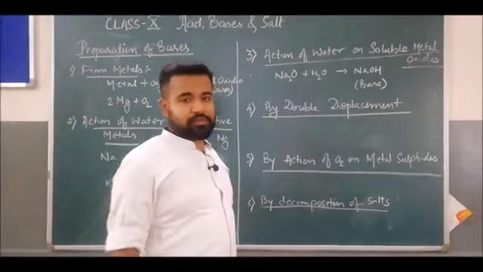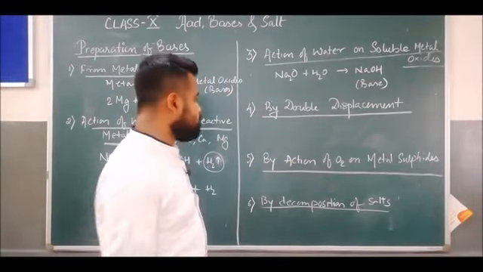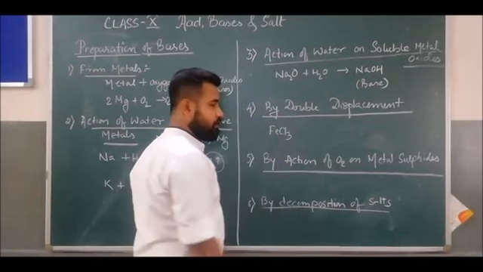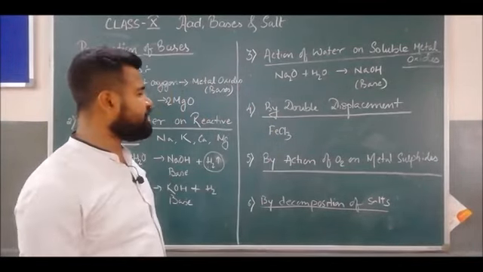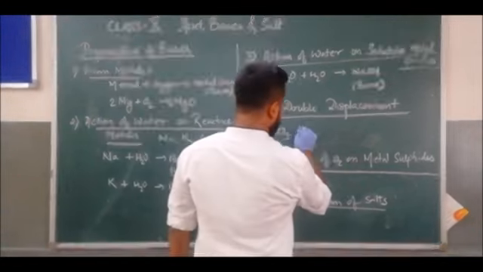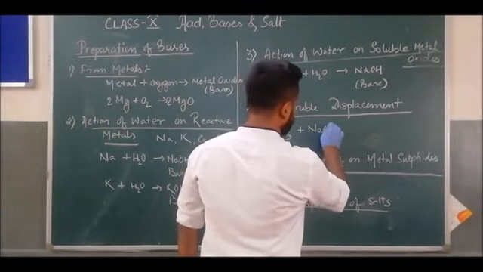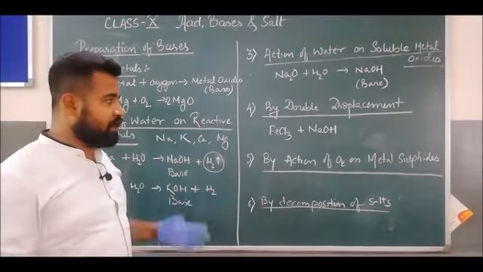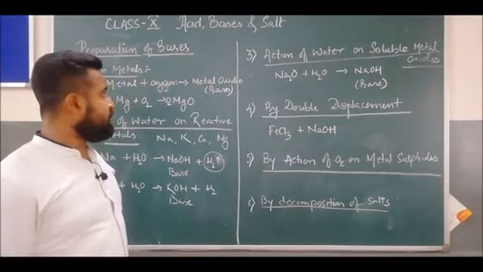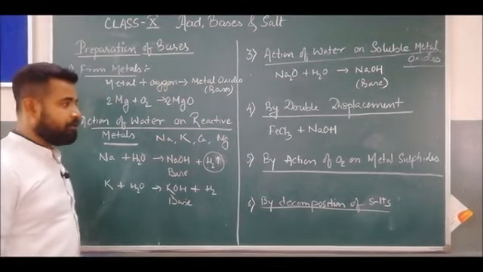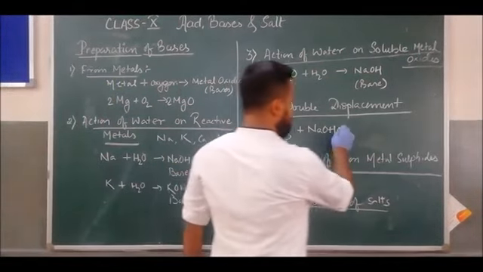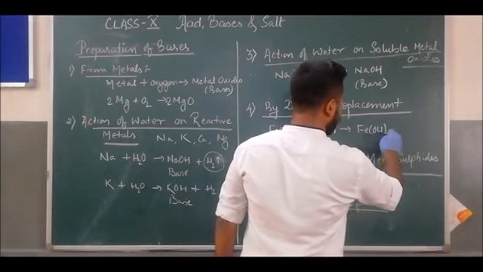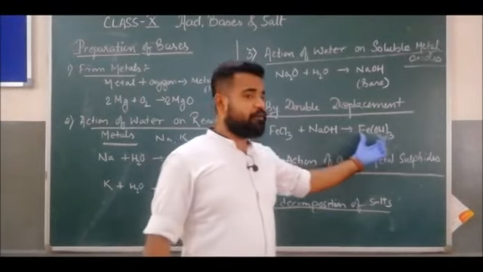In the double displacement reaction, we will see one example. Suppose we take iron chloride and we treat it with sodium hydroxide. When we treat it with sodium hydroxide, what will happen? They give the hydroxide of iron. Hydroxide of iron means Fe(OH)3.